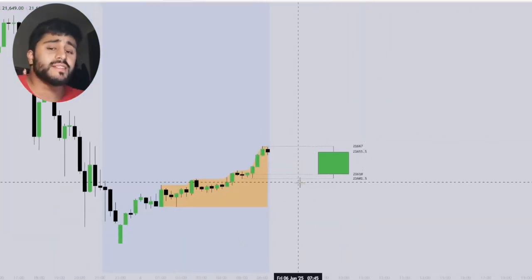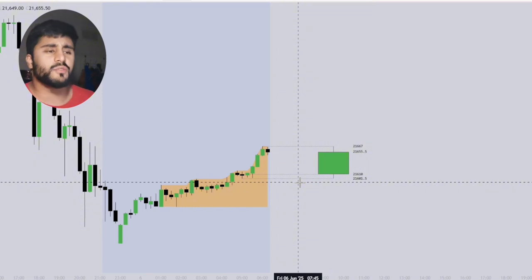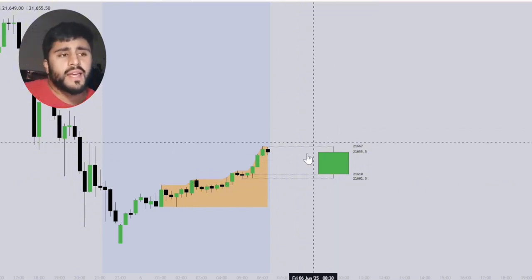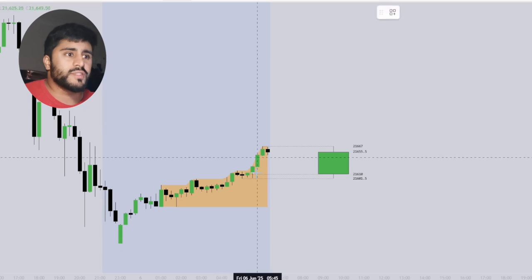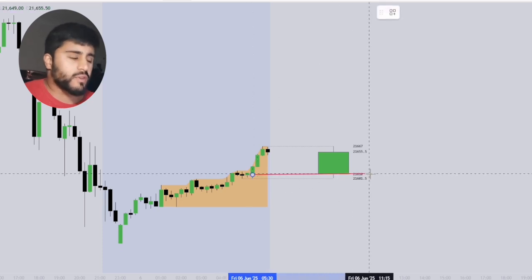So what we have over here, this is the daily candle. The daily candle is very important because the daily candle essentially tells us where price is relative to the daily opening price. And so the daily opening price is going to be around here.